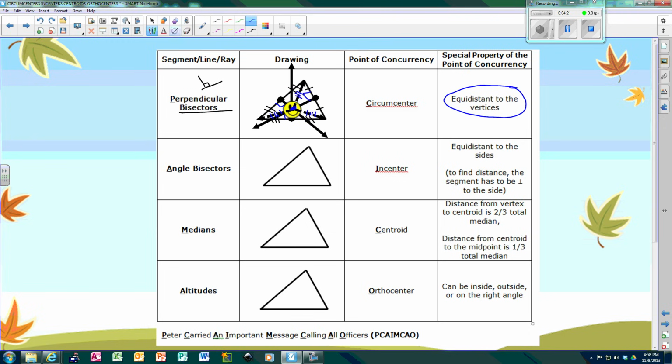Okay, now we have angle bisectors. So you go to the angle. I'm going to just eyeball it. Close enough. Come here, eyeball it. Go here, eyeball it. All right, so now I have my point of concurrency. So right here, where they all intersect.